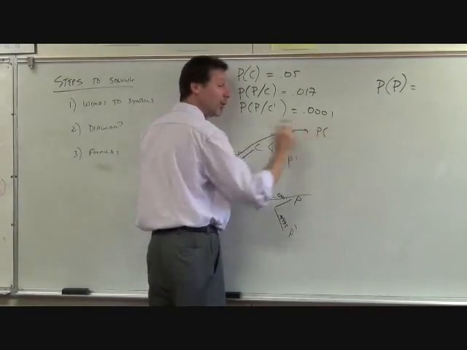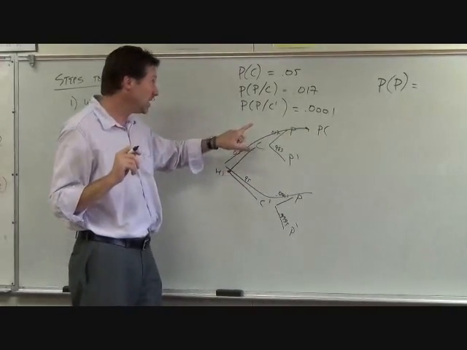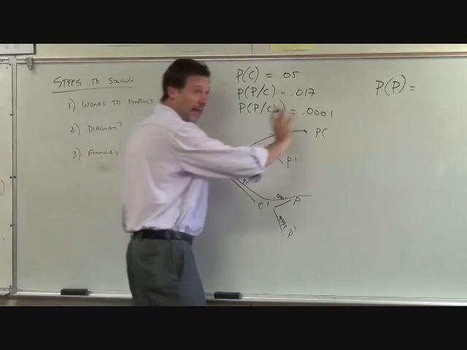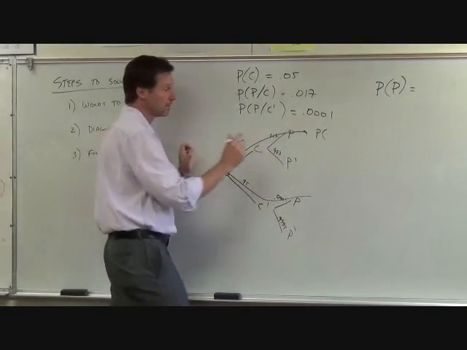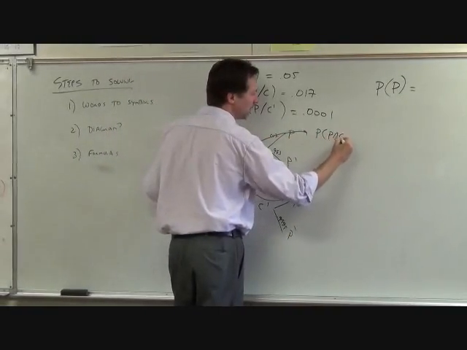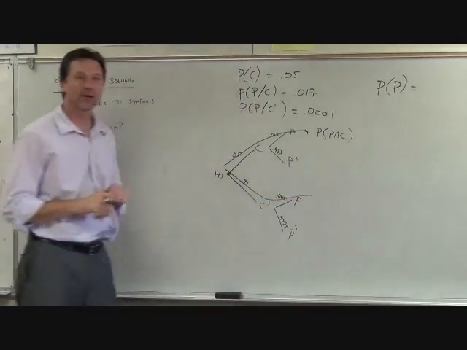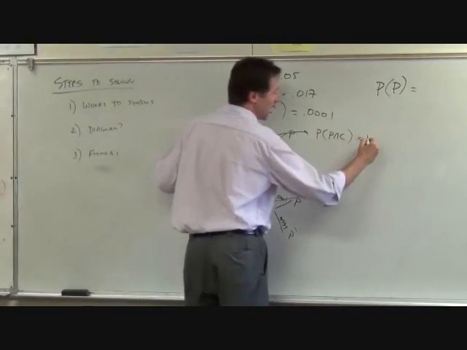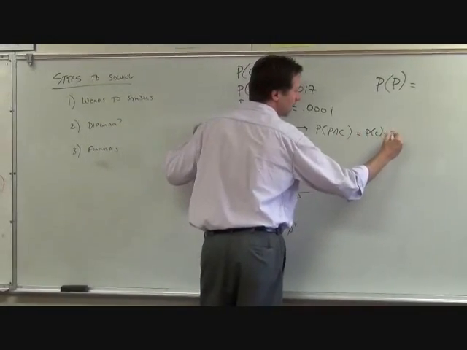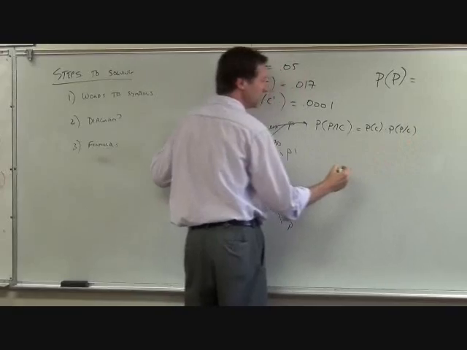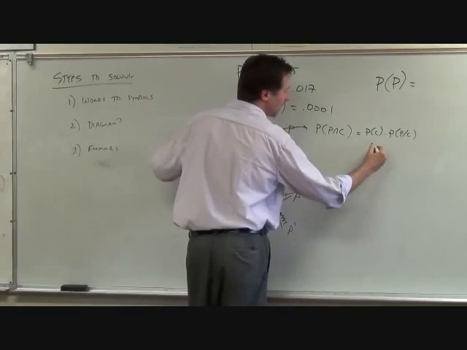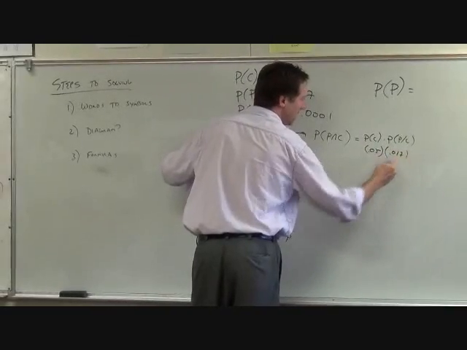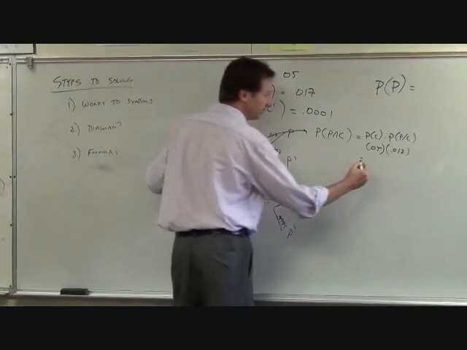P given C? No, it's not. What is it starting here, going all the way down here? Oh, it's P and C. Yes, this is the probability of turning pro and going to college. If I use my formulas here, that's the probability of college times the probability of pro given college. Plugging in my numbers, I've got 0.05 times 0.017. And what did that come out to?